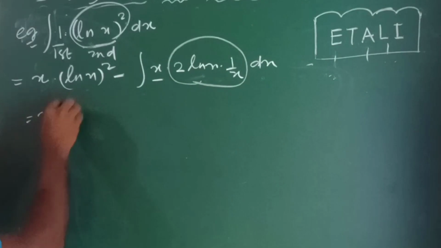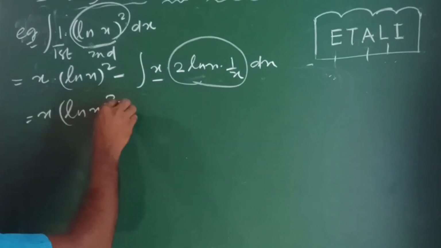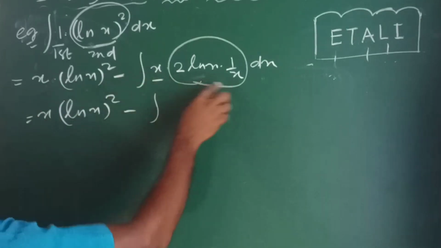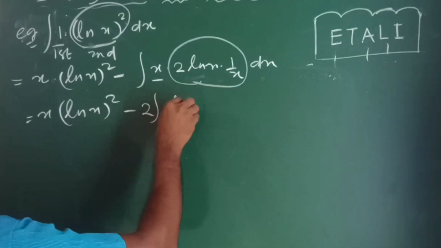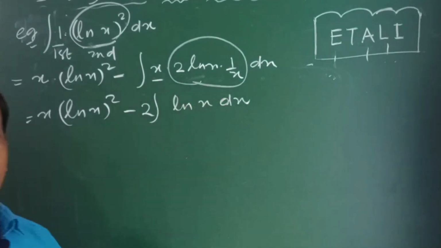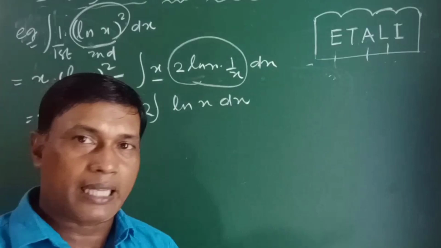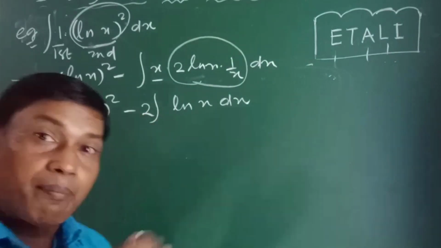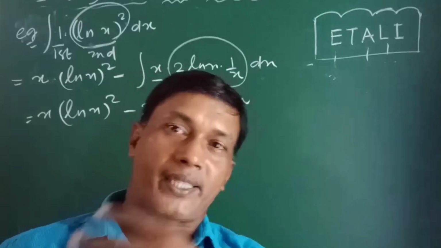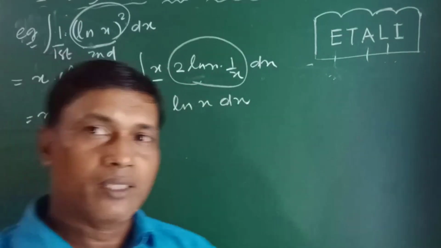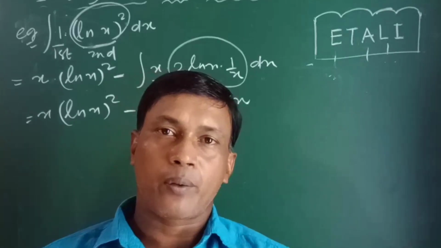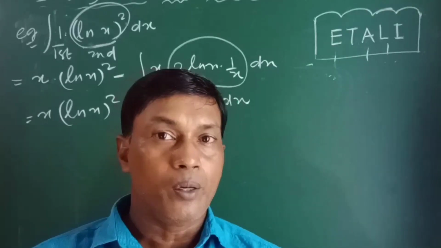Now it is x into ln x square minus integration of, so here x cancels, 2 comes out, it is integration of ln x. Now in order to integrate ln x we have to multiply by 1, that means we have to apply the by parts formula again. That means here the by parts formula is applied twice. So dear students, if you integrate ln x, by parts once; if it is ln x squared, 2 times; if it is ln x cubed, 3 times.